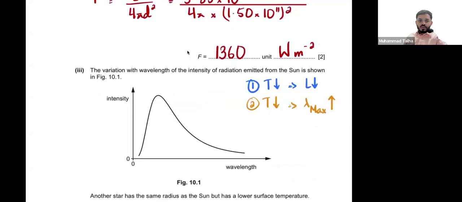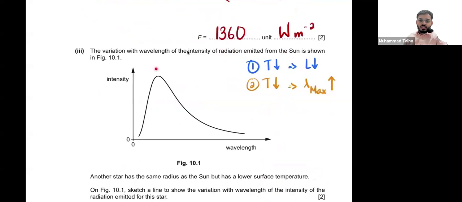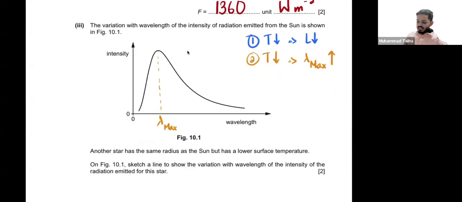All right, part 2. Variation with wavelength of the intensity of radiation emitted from the sun is shown in 10.1. So this is an intensity wavelength graph that we have here. Just looking at this, you must be able to identify a point that is really your lambda max, the wavelength corresponding to the max intensity of radiation. So this is what lambda max is. It says it has the same radius but a lower surface temperature. Sketch a line to show the variation with wavelength of the radiation emitted for this star.